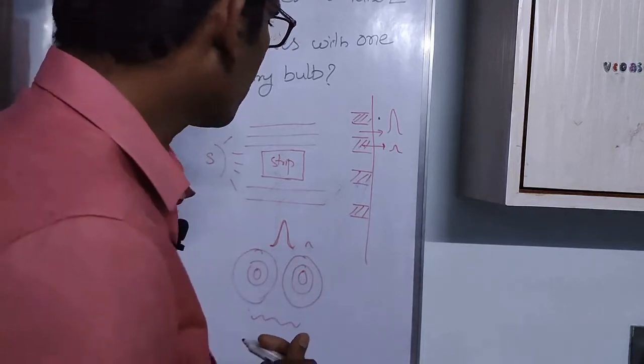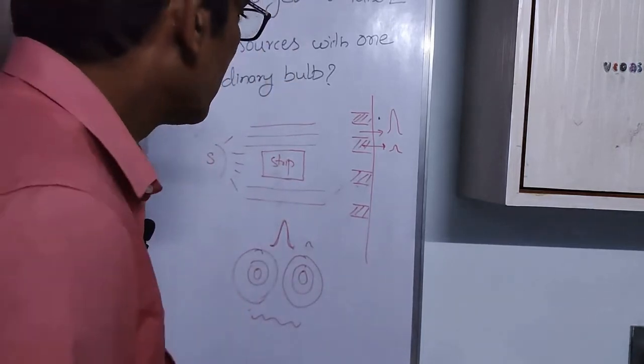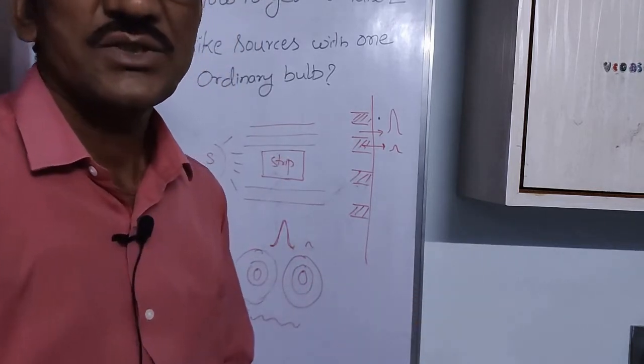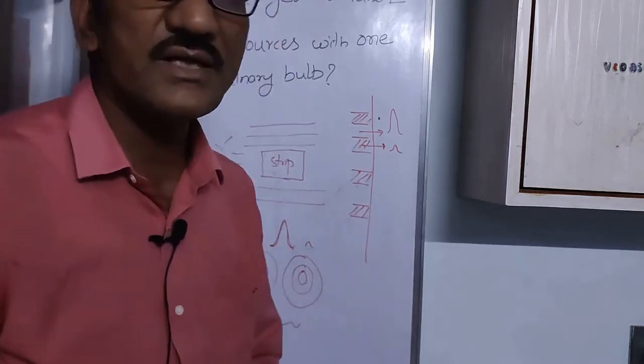See here, this is a different thing. What we are discussing here, what is our main topic: how to get two coherent sources from one ordinary light source.